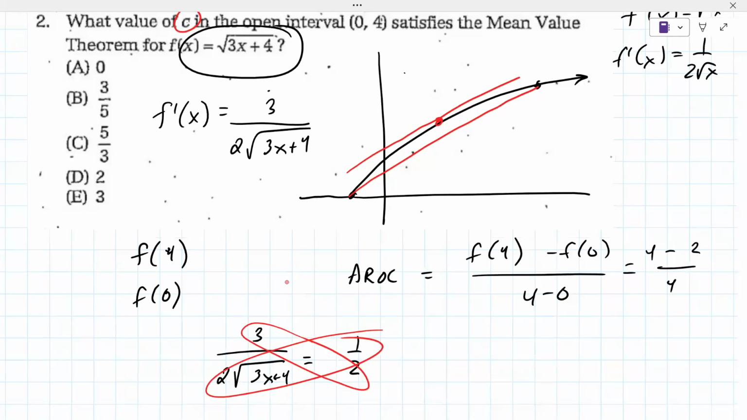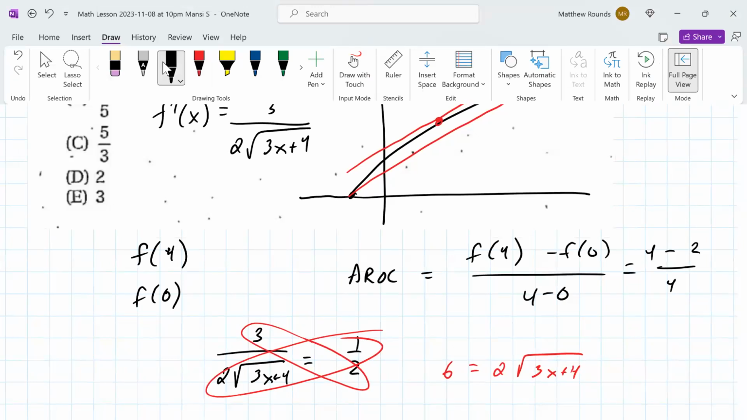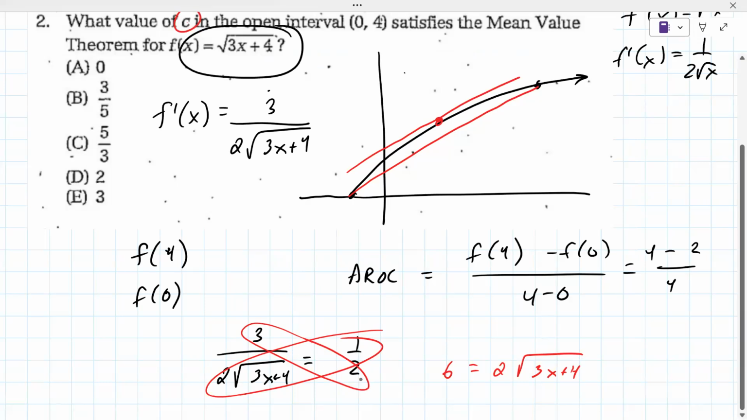okay, I'm going to diagonally multiply. 6 equals 2 square root 3x plus 4 and solve for x. So wait, where'd you get the 6 and 6 from? Multiplying 3 times 2 diagonally. I guess my cursor's not showing up still. Oh, 3 times 2 diagonally. Okay. Wait. Oh, okay.